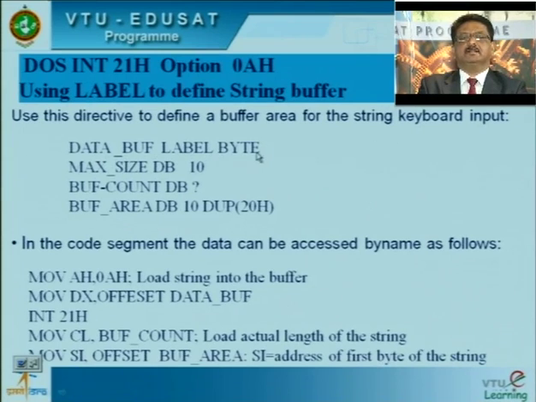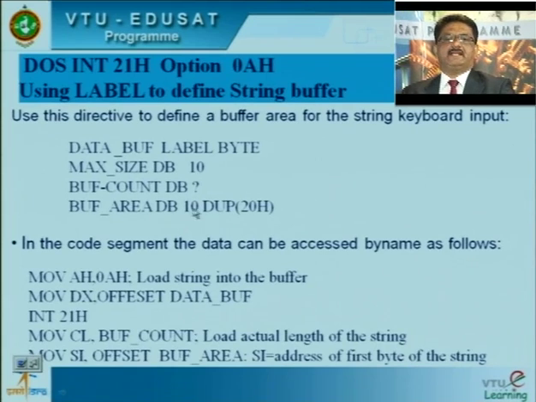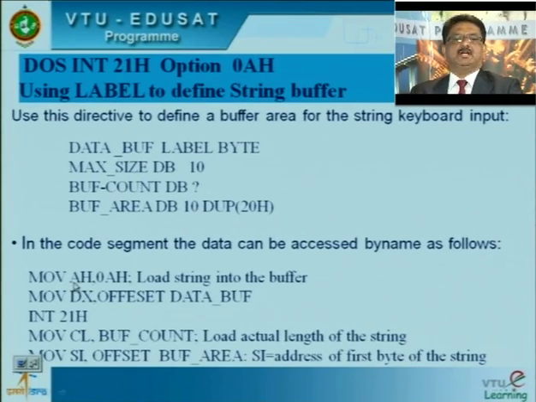Data buffer, label byte, the maximum size of the buffer is 10. Buffer count, you do not know how many locations have been filled up. Buffer area db 10 duplicate 20h. Now here is the code: mov ah, 0ah; mov dx, offset of data buffer; int 21h; mov cl, buffer count; mov si, offset of buffer area.